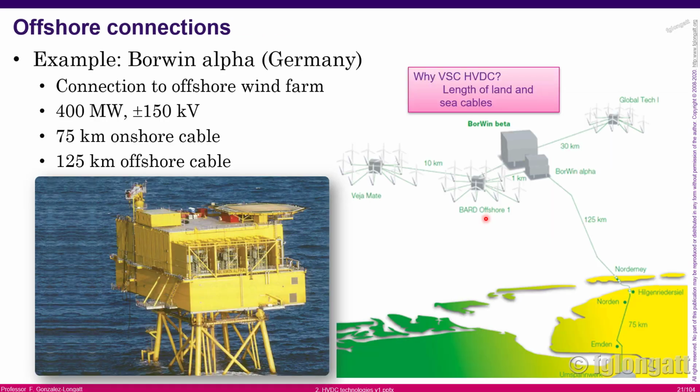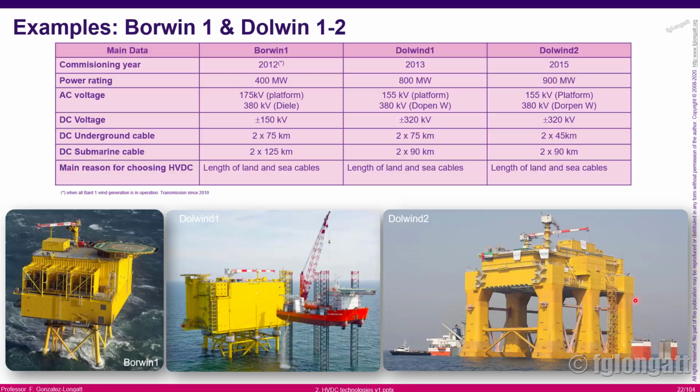And here there is another example. I think we talked about Borwind Alpha, and this is Borwind Beta also, where there are some HVDC systems collecting the electrical power from several offshore wind farms using undersea cables, okay? And finally, from Borwind Alpha, we are going to continental Germany using basically an undersea cable of 125 kilometers, okay? But 125 kilometers using HVDC is not a problem. If you try to do something like that using AC, it's quite complicated in terms of voltage regulation, okay?